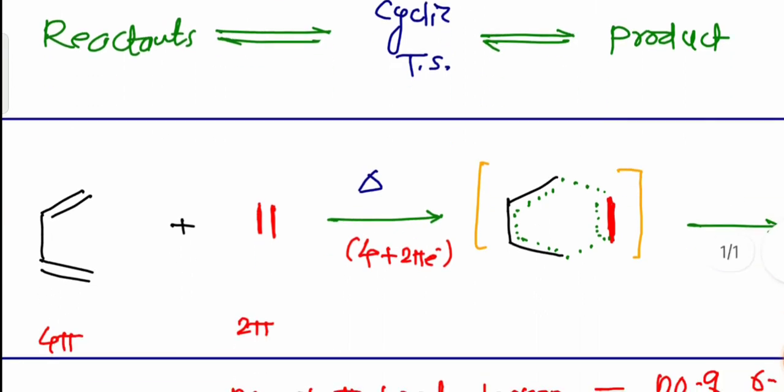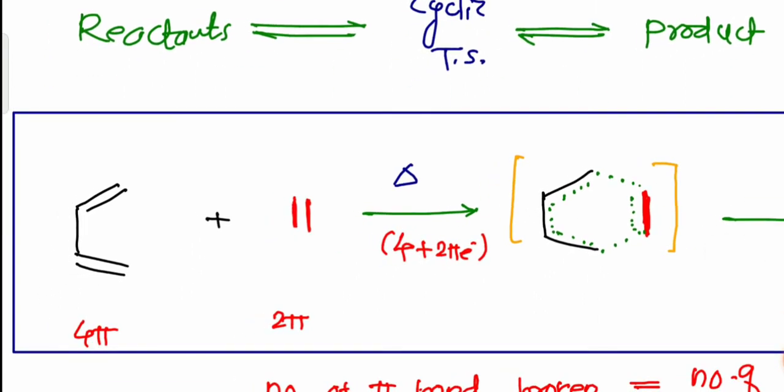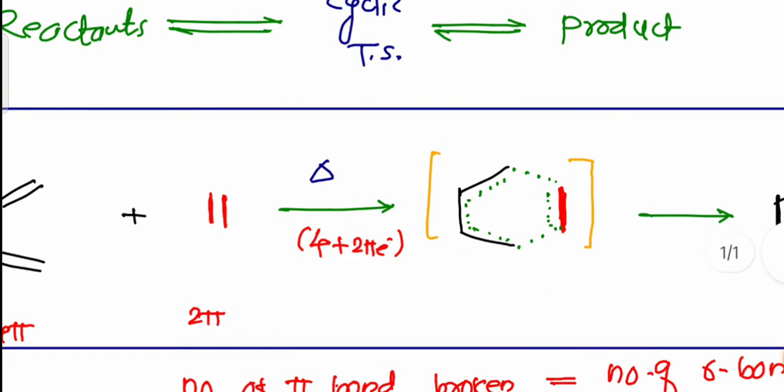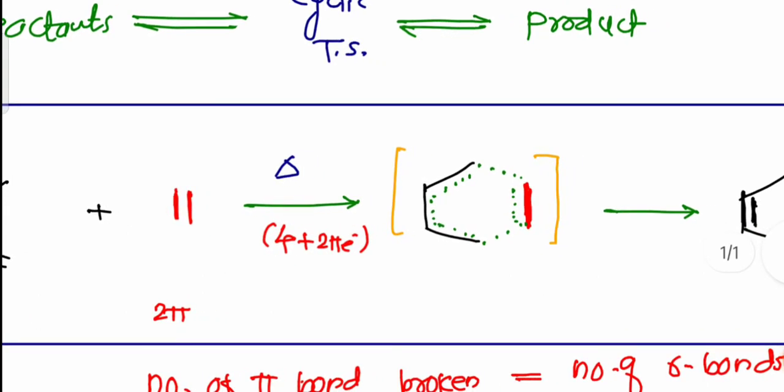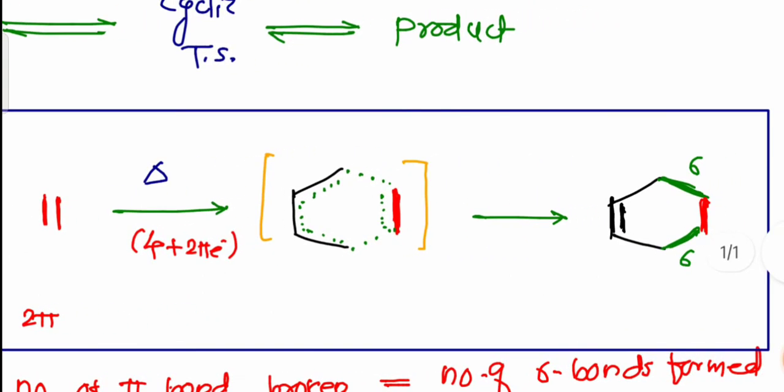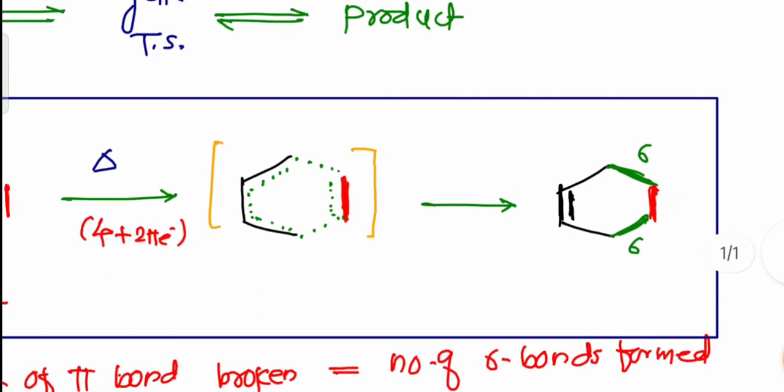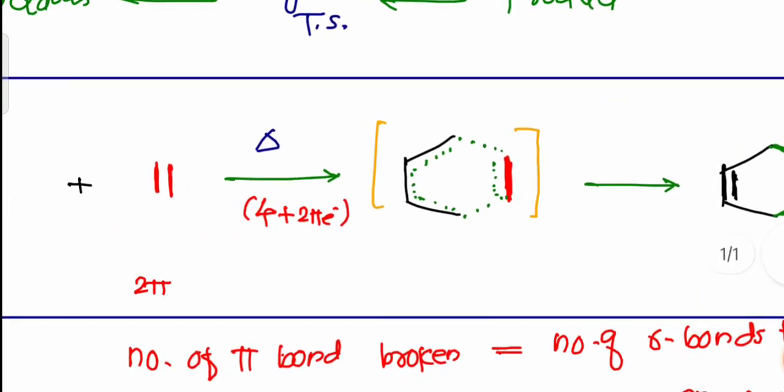Now this is the actual scheme, where the conjugated diene acts as a 4 pi system, and a simple olefin acts as the dienophile. They undergo the reaction under thermal conditions and form a 6-membered cyclic transition state, and finally it leads to the product, called the cyclic olefin or cyclohexene.